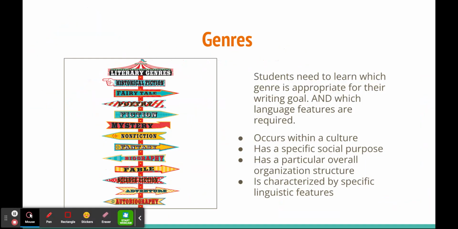So, one thing that you can do, and like I said, good practices for all students, is discuss genres. So, different types of writing. What is the writing goal you want for your students, and what language features are required in order for them to fit into that are most appropriate?